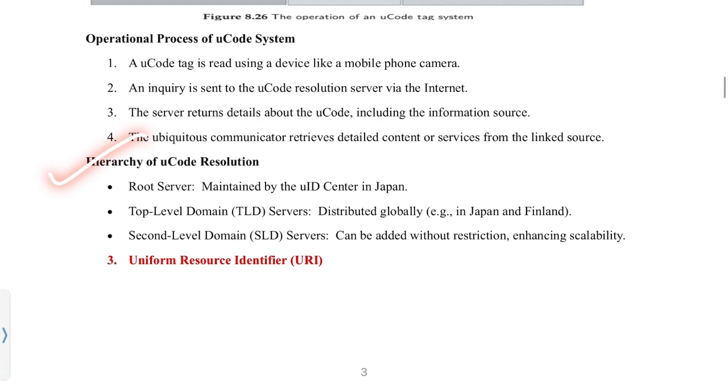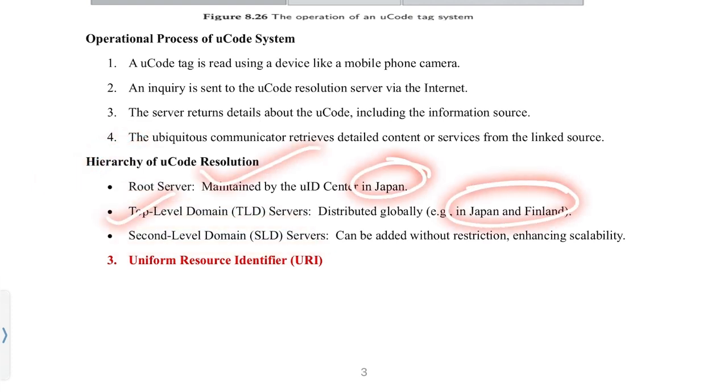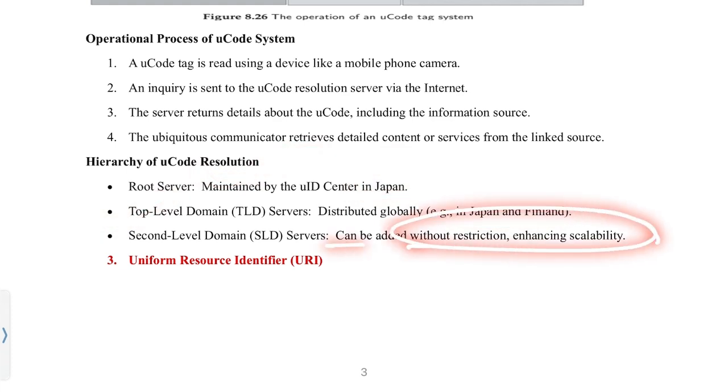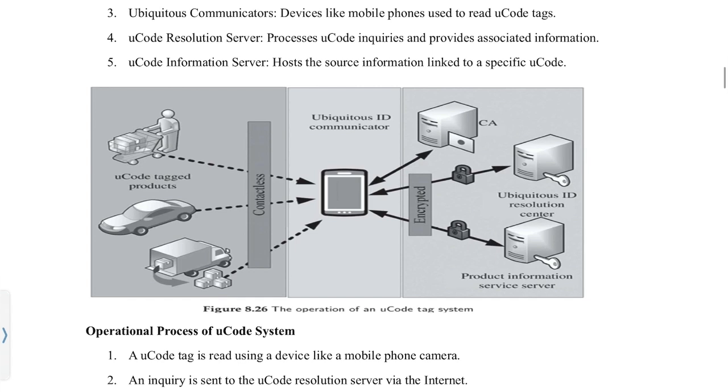Speaking of the hierarchy, we have the root level, the top level domain, and the second level domain. The root level is maintained by Japan, and the top level domain is maintained by Japan and Finland. The second level can be added without any restrictions, which enhances the scalability aspect.